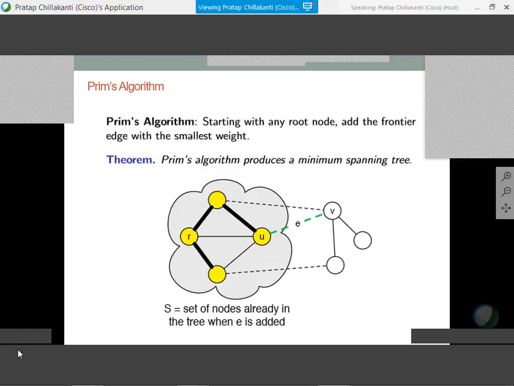If you see the set of nodes already in the tree, remember what they are doing: you're adding the nodes, you're adding the edges, right? That's what Prim's algorithm is. Start with a root node and add an edge with the smallest weight. You see the dotted edge there, E, U, V. When you're adding that edge, you have to make sure that no cycle is forming. Remember, when you add the edge, you have to ensure there is no cycle. That is the essence of it, and we defined what a cycle is. Now, how do you do that?